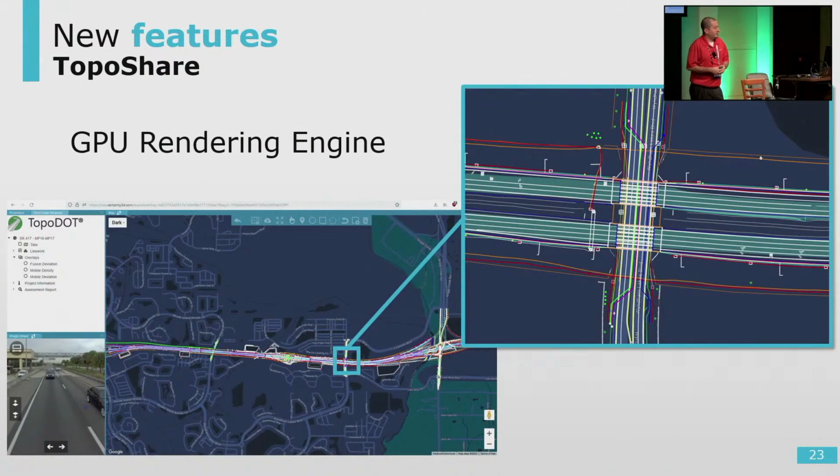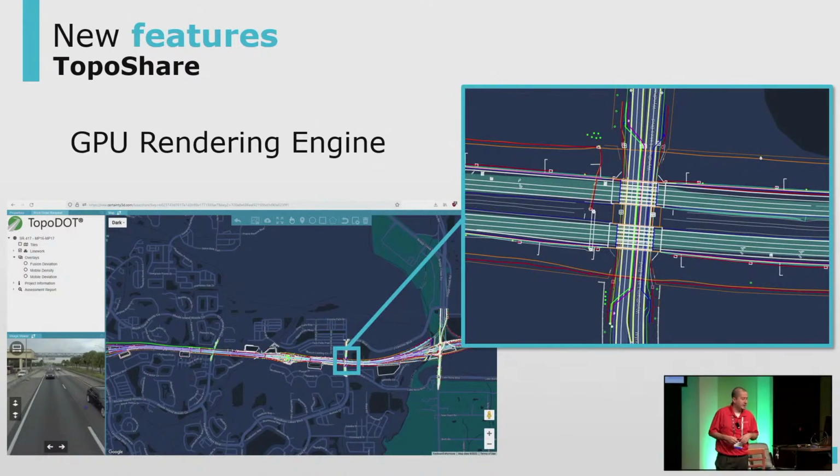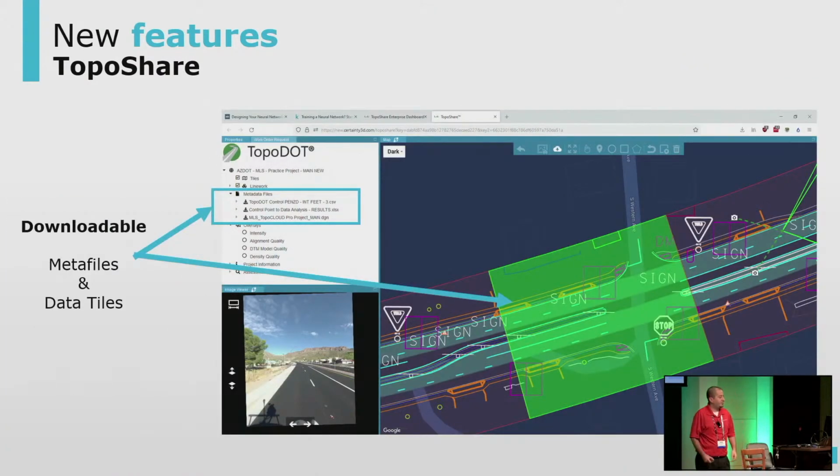All right, now the TopoShare interface itself has also seen a lot of changes. So you'll notice as you go to the TopoShare links, we've actually updated the GPU rendering engine that it uses. So in the past, we had problems with displaying a certain amount of elements. We're now able to display several hundreds of thousands of elements using the GPU to render all that quickly.